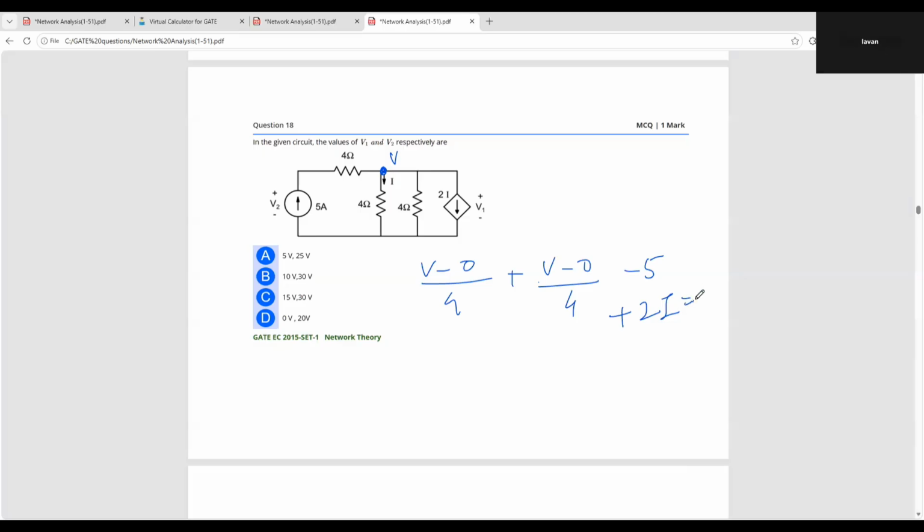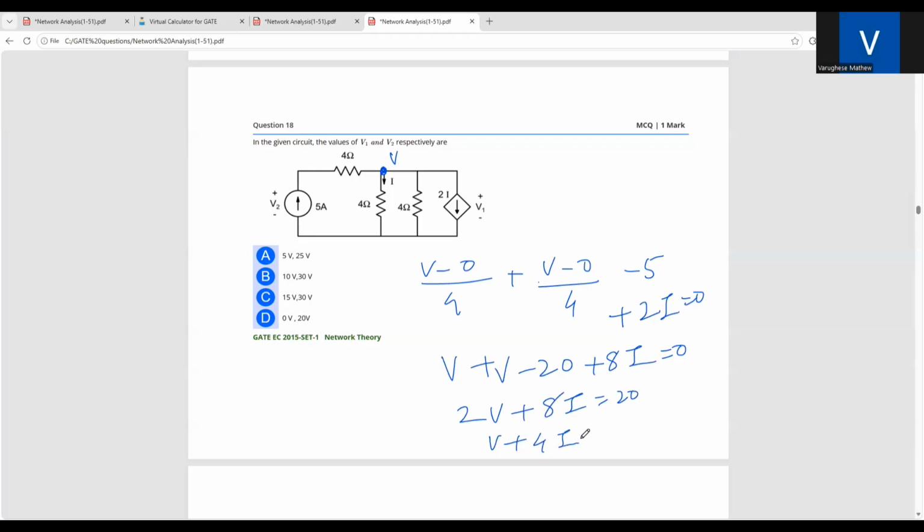So multiply by 4. So V plus V minus 20 plus 4I plus 8I. 2V plus 8I is equal to 20. Now taking 2 common, so V plus 4I is equal to 10.